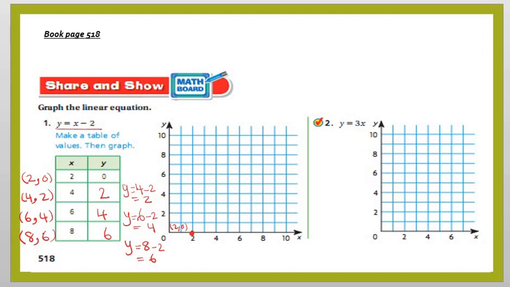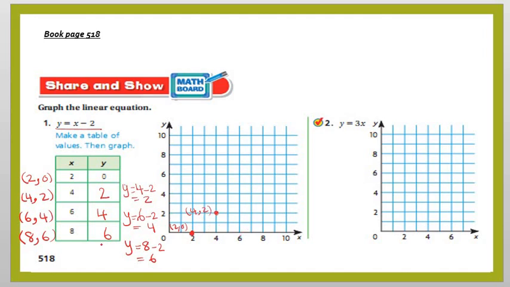The second point, 4 and 2. Move from 0 until you reach 4. Okay, then I'm going to move upwards until I reach what? 2. So here is my second point. This is 4 and 2.